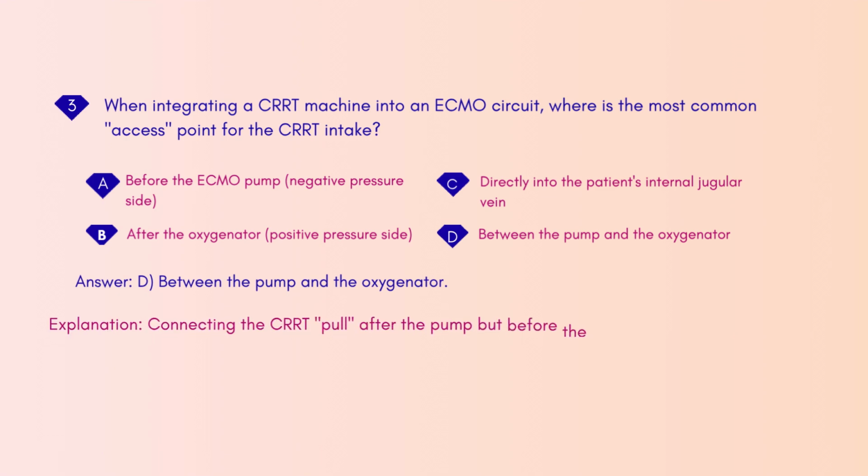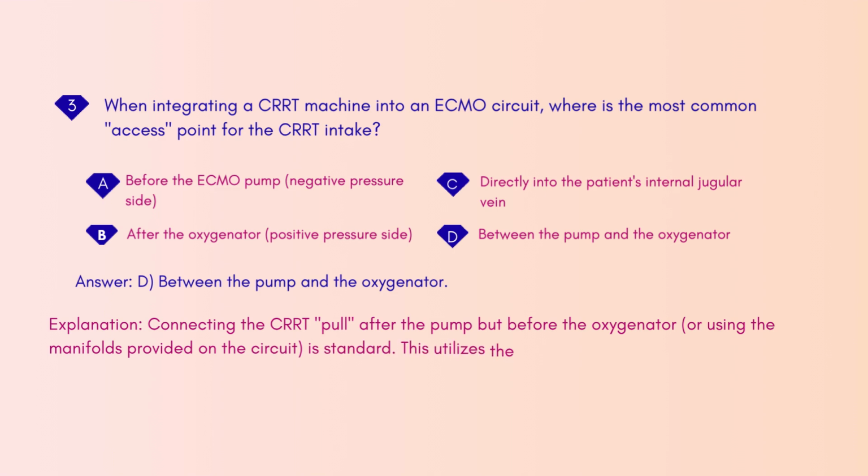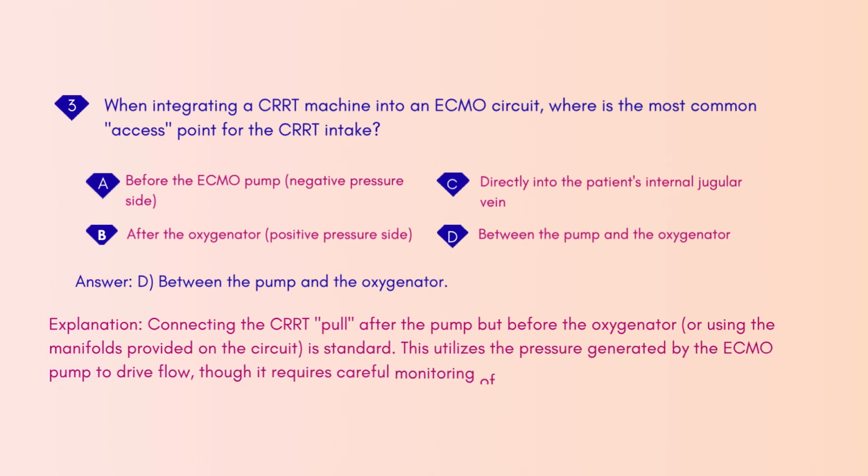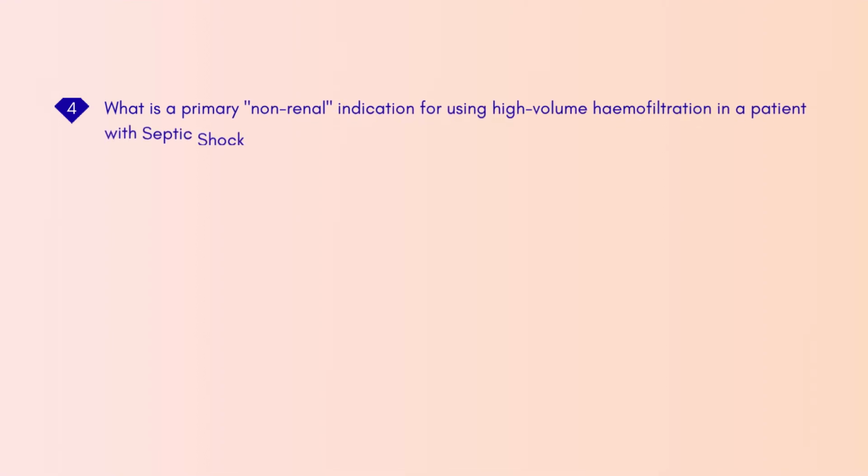Explanation: connecting the CRRT pole after the pump but before the oxygenator, or using the manifolds provided on the circuit, is standard. This utilizes the pressure generated by the ECMO pump to drive flow, though it requires careful monitoring of pressures. What is a primary non-renal indication for using high-volume hemofiltration in a patient with septic shock on ECMO?